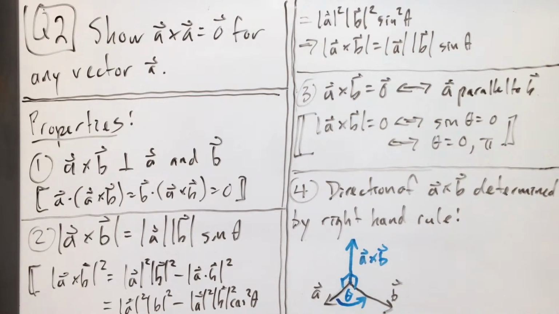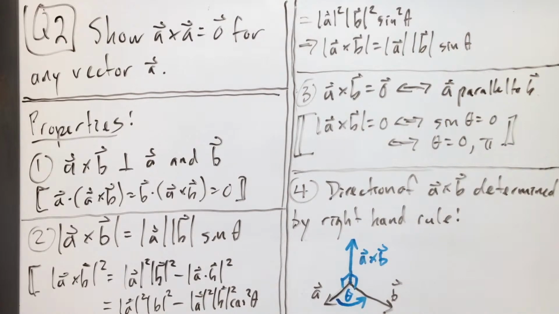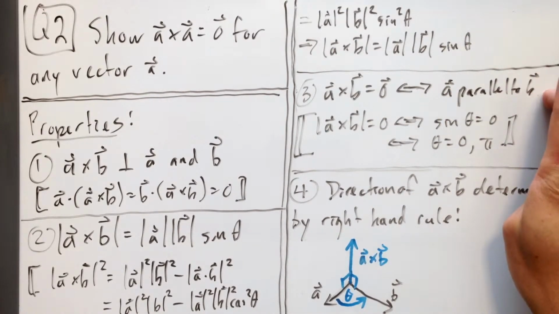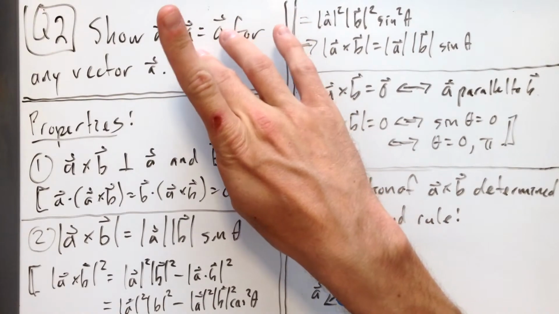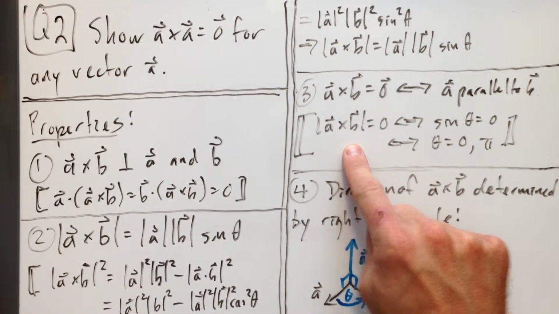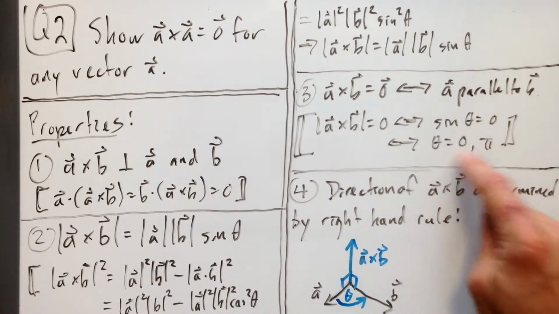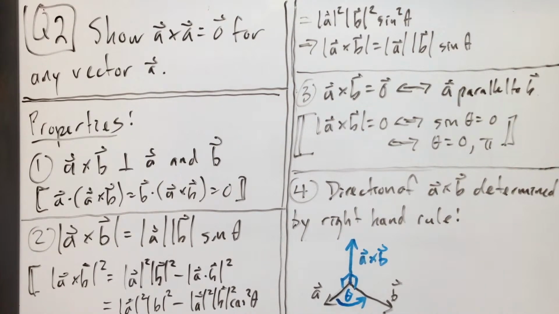Great. A corollary of this fact is that A cross B is equal to the 0 vector precisely when A is parallel to B. So this is a generalization of question 2. This comes from the fact that the magnitude of A cross B is equal to 0 precisely when sine of theta is 0, which happens when theta is equal to 0 or pi.